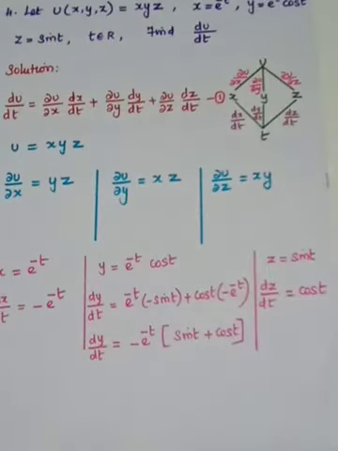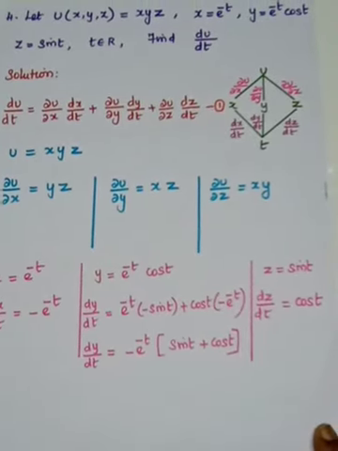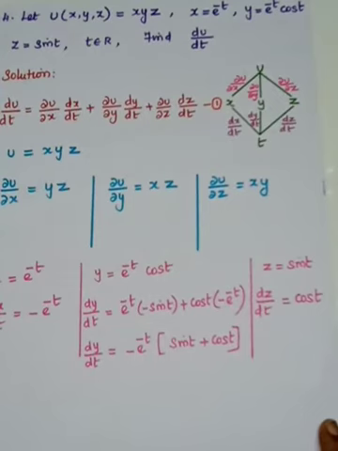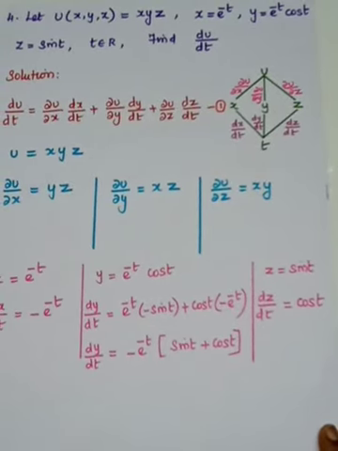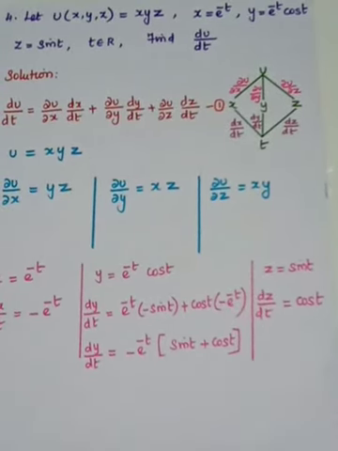Okay, come to problem number 4. The same way you have to proceed. u is a function of 3 variables, and x is equal to e power minus t, y is equal to e power minus t cos t, and z is equal to sin t. So see the diagram. What is the formula? du by dt is equal to dou u by dou x into dx by dt, plus dou u by dou y into dy by dt, plus dou u by dou z into dz by dt.